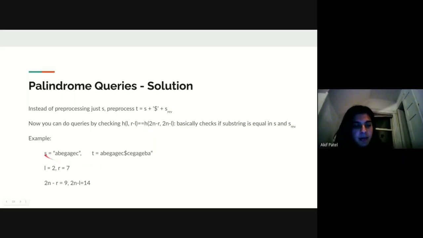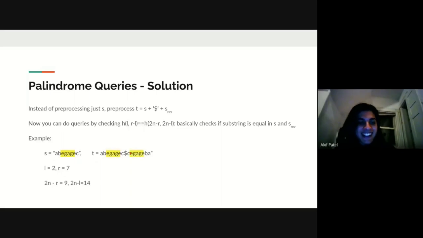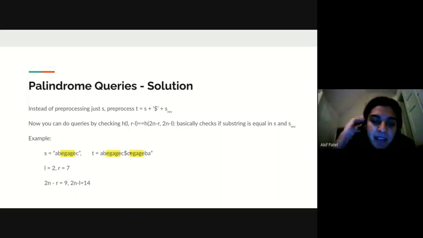So here as an example, you have ABE, GAGEC. T is just that plus that reversed, with a separator in the middle. If you have L to R as 2 to 7, then the backwards thing is from 9 to 14. So 0, 1, 2, 3, 4, 5, 6, 7, 8. It should highlight it if you click. There you go. So it is this.